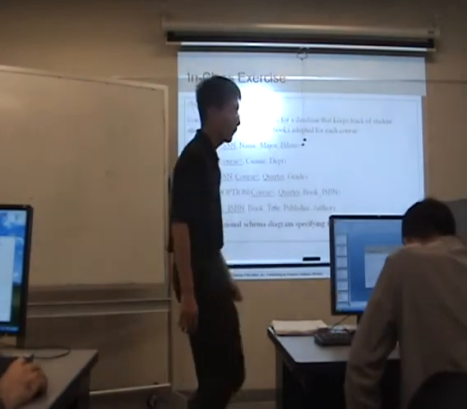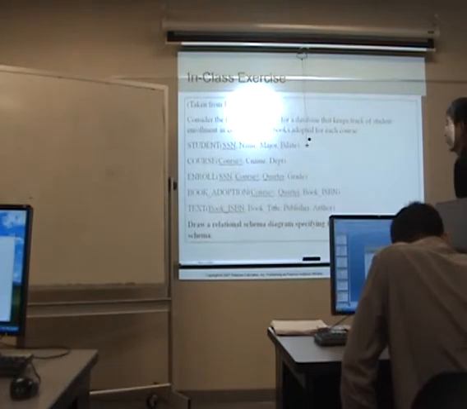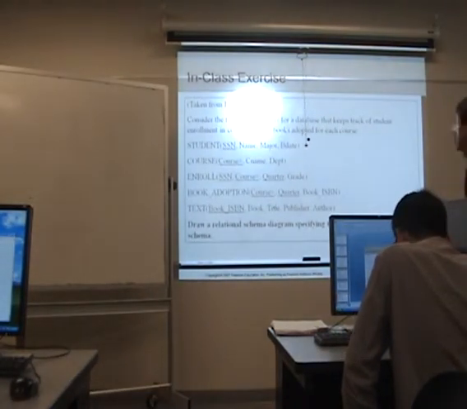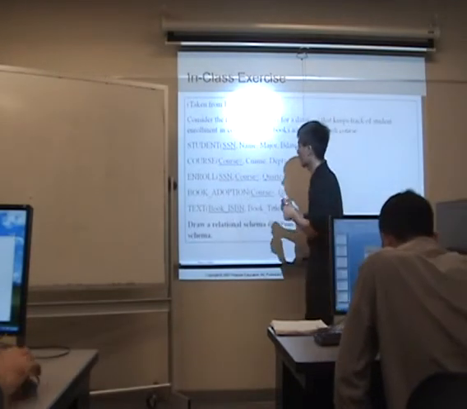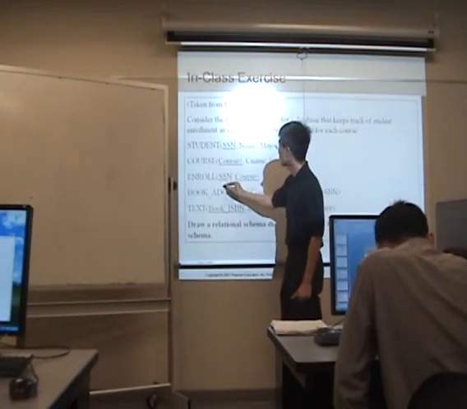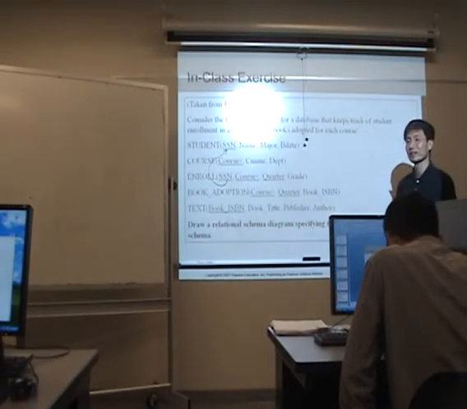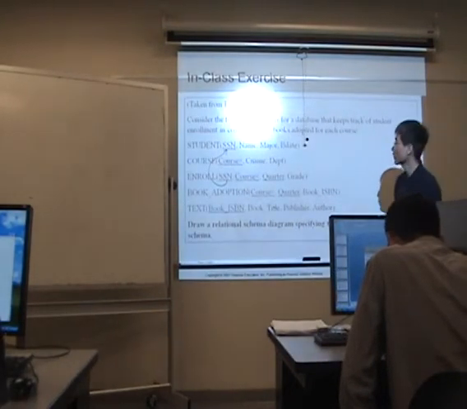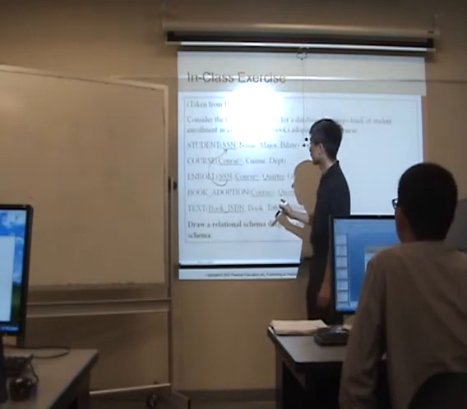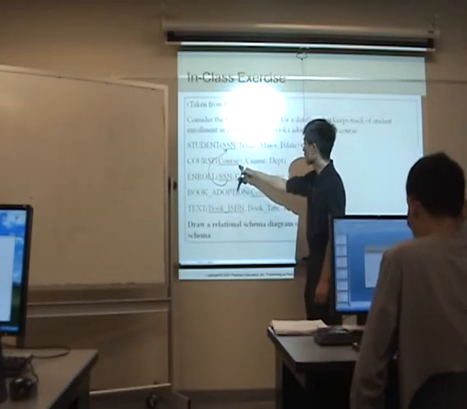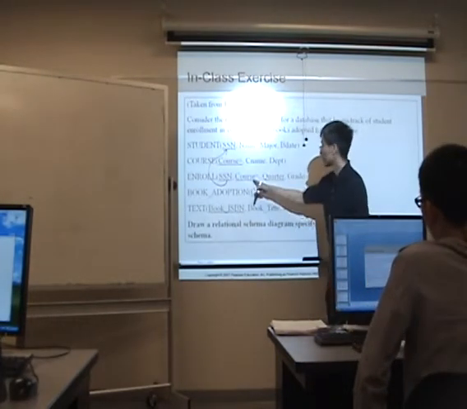Foreign key or referential integrity key, can you find it from here? Social security number from enroll to student, to one in student group. And what else? Course number. Course number in course? No. From enroll, yes, to enroll.